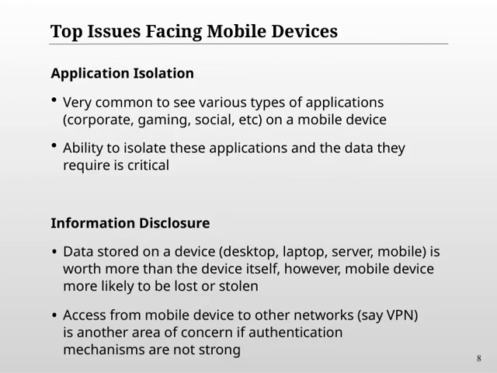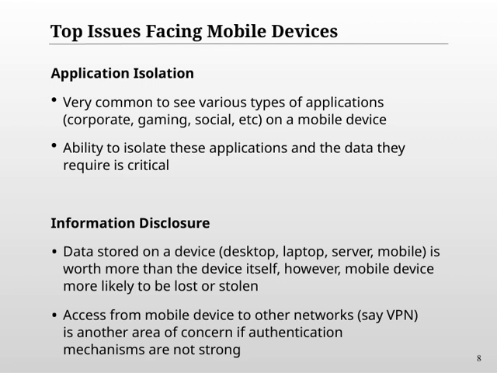Let's talk about some of the top issues facing mobile devices today. First, application isolation. It's very common to see a variety of applications on a mobile device, whether they're corporate apps, gaming, or social media. The key point here is that being able to isolate these applications and the data they require is absolutely critical. It helps prevent one app from accessing sensitive information from another, which is essential for security and privacy.